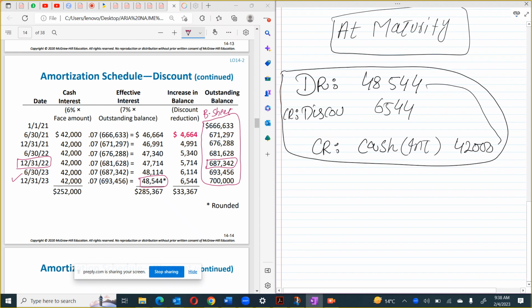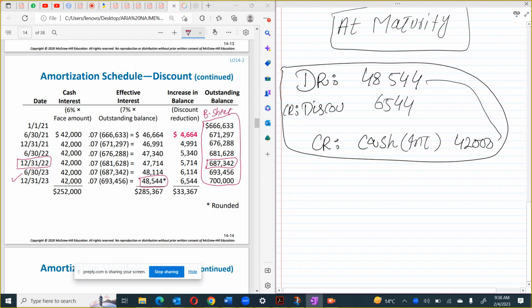Now, at maturity, you have to do another entry. What will be the other entry? Because at maturity, you will pay the amount to the lender. Now, what you will do? You will debit bond payable. Your liability is minimized. Your liability is vanished. Your liability is ended now. So you will debit bond payable.